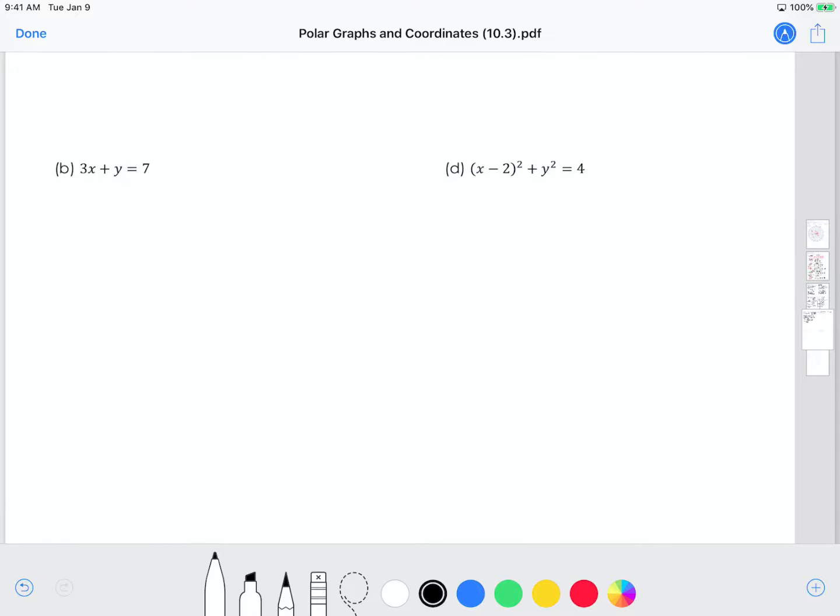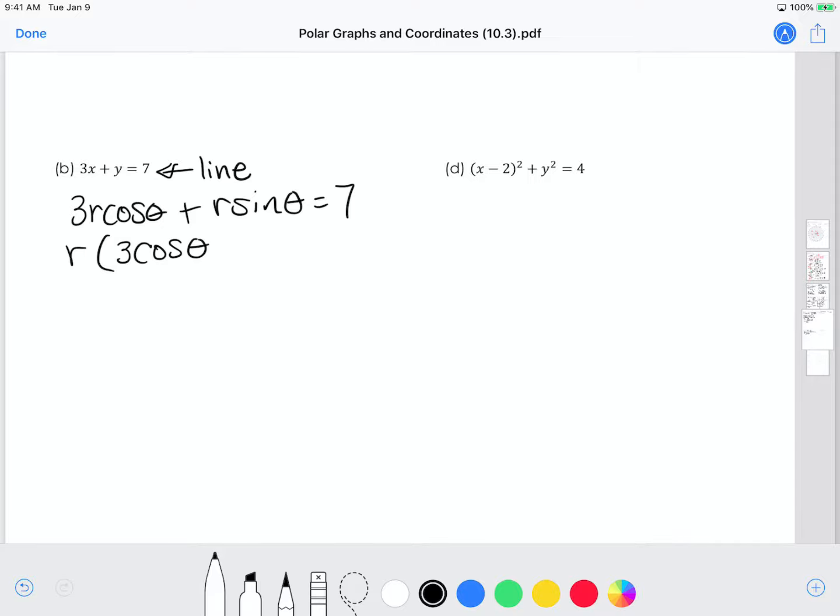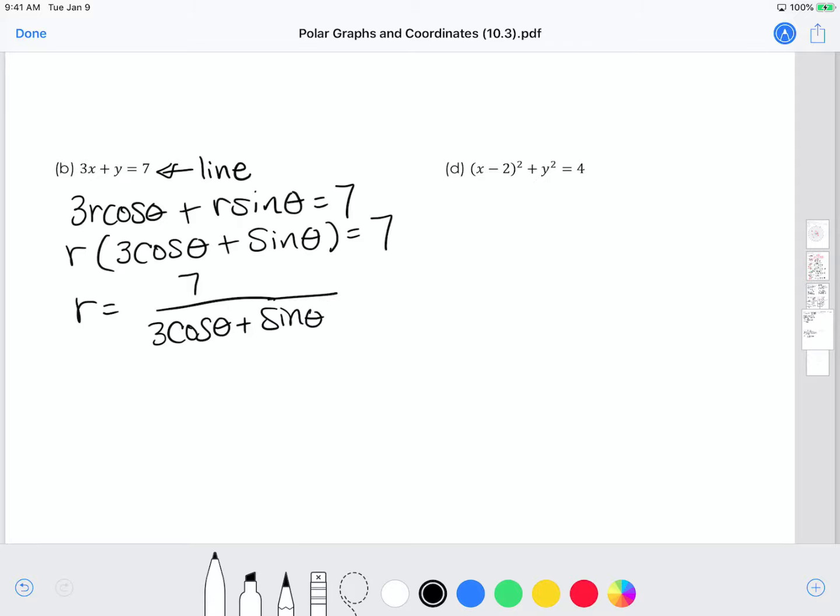Okay, same thing for part B. This is a line. So when I solve this for r, and I put it in polar form and I solve for r, and I go to graph it in the next section, that equation should also be plotting the same line. It's just going to be written in a different form. So I'm going to replace my x with r cosine theta plus r sine theta is equal to 7. I'm going to factor out the r, and I'm left with 3 cosine theta plus sine theta is equal to 7. And then I'm going to divide both sides by 3 cosine theta plus sine theta. And I get that r is 7 over 3 cosine theta plus sine theta. So this should also be a line later on in the next section when we graph it.